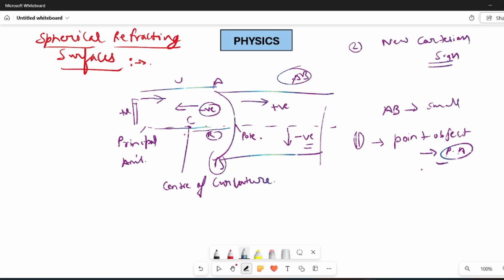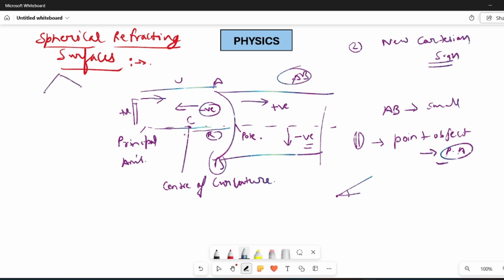The third assumption I'm going to make is that the incident ray, the refracted ray, and the normal to the spherical surface are going to make small angles with the principal axis. Whenever the light travels from the object point, it makes a small angle with respect to the principal axis. So all these rays, the incident ray, refracted ray, and the normal, make small angles with the principal axis. So this is our assumption basis. These are the terms related to refracting surfaces.